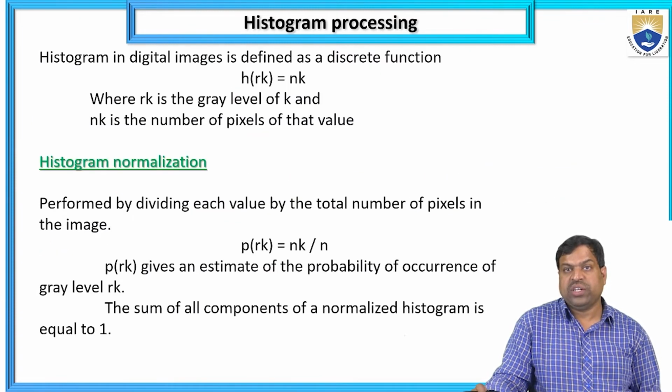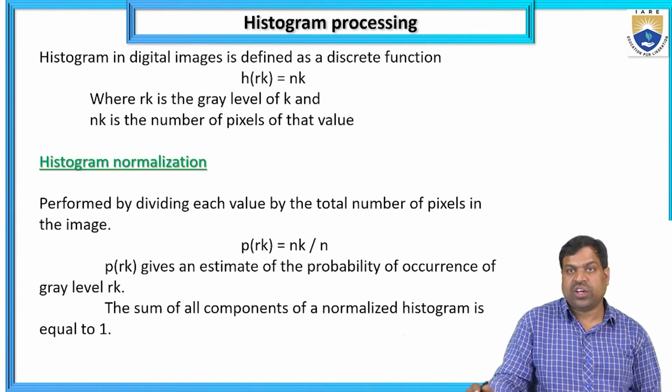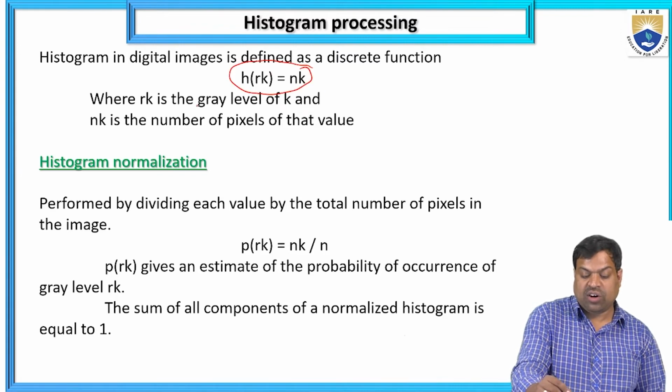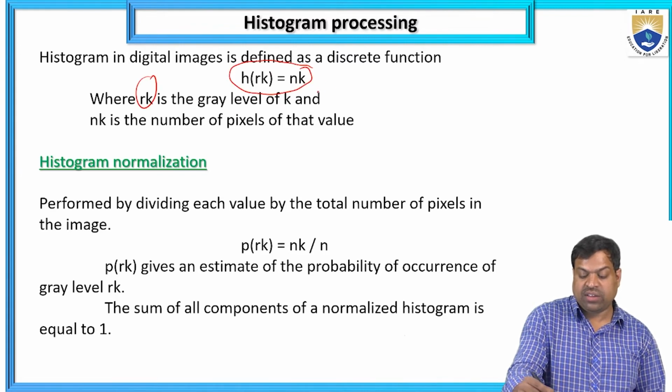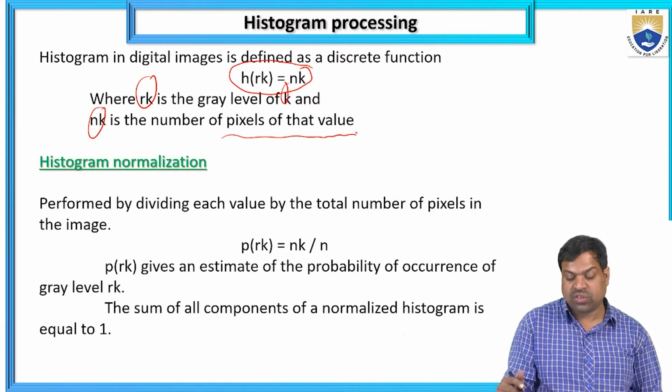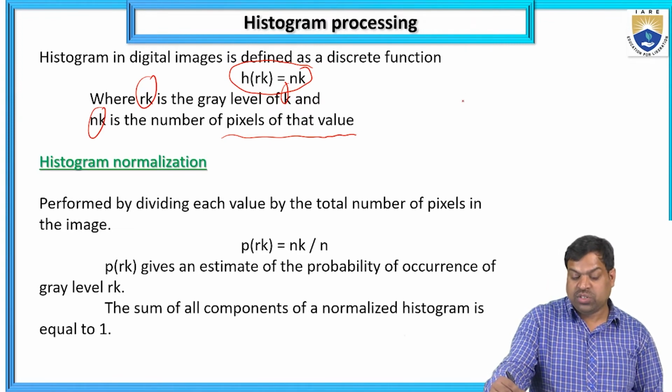And the histogram in digital images is defined as a discrete function, h(rk) = nk. It is one equation I'm taking. Here rk is the gray level and nk is the number of pixels, where k is a constant and n is the number of pixels. So what is the formula?